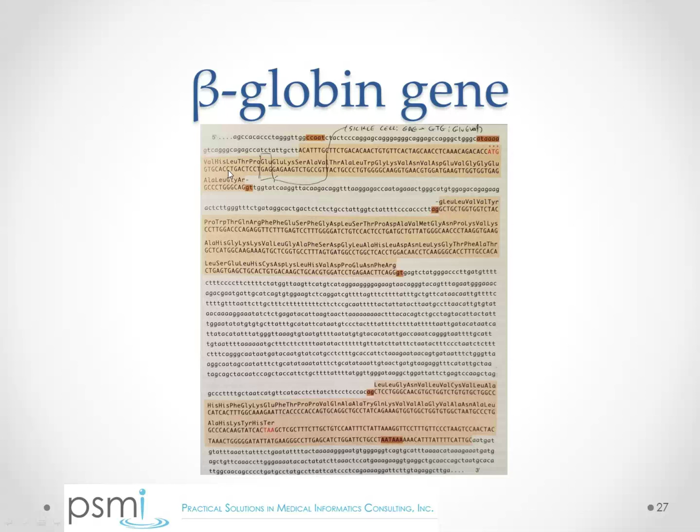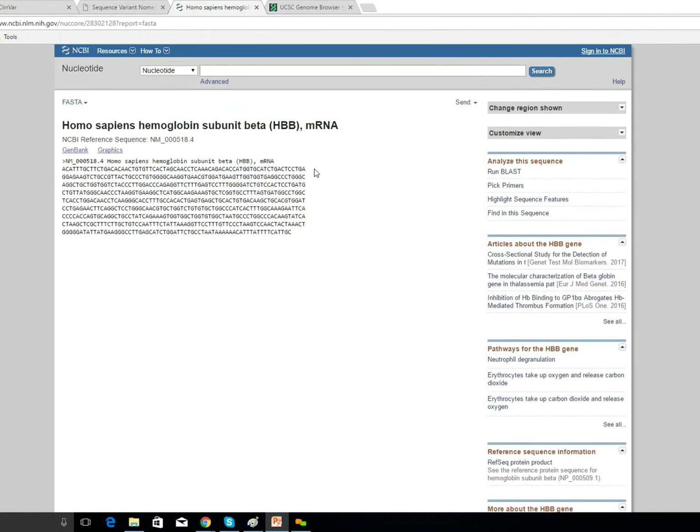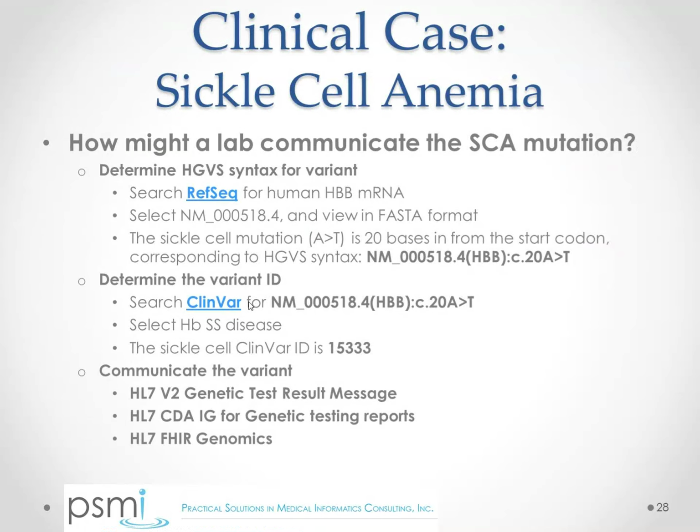And if we count from here, 1, 2, 3, 4, 5, 6, 7, 8, 9, 10, 11, 12, 13, 14, 15, 16, 17, 18, 19, 20. So 20 spaces in from the start is where the mutation is that we're particularly interested in, okay? And we'll see that that is right here. Okay, so knowing that, we can now provide a precise identifier for the actual variation in question. Okay.